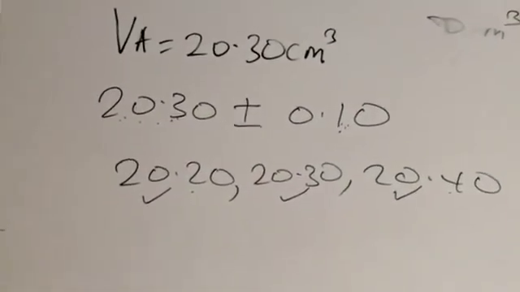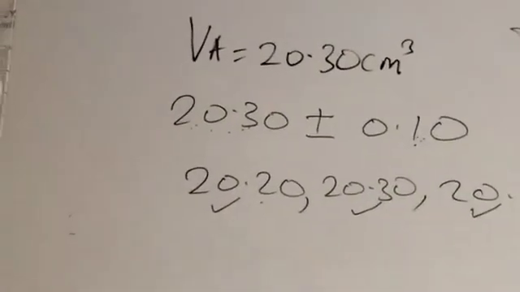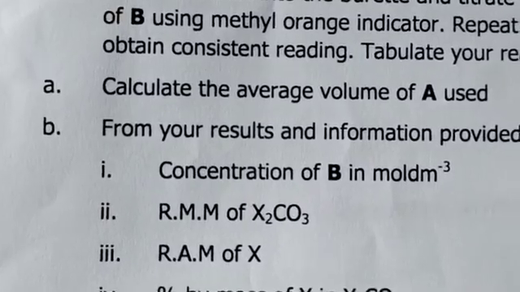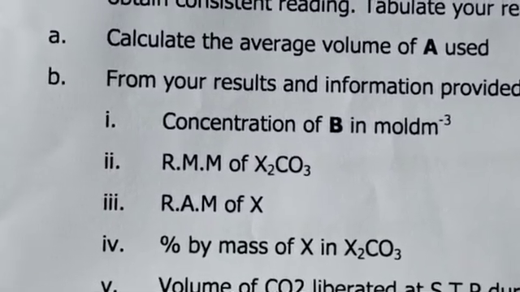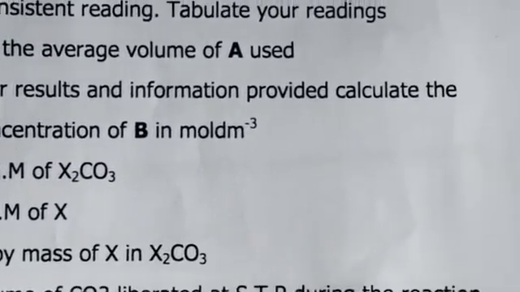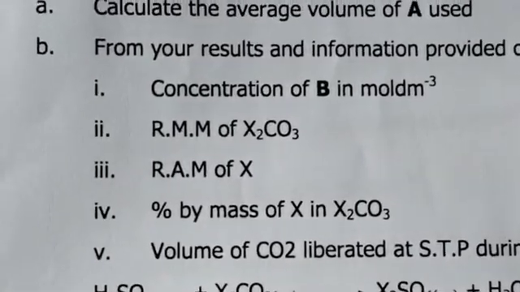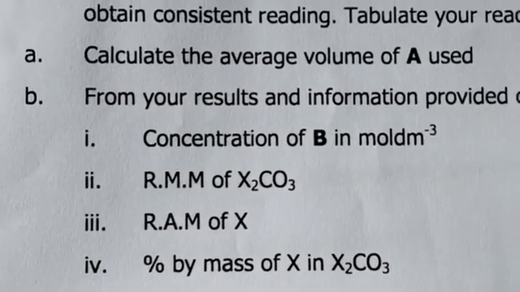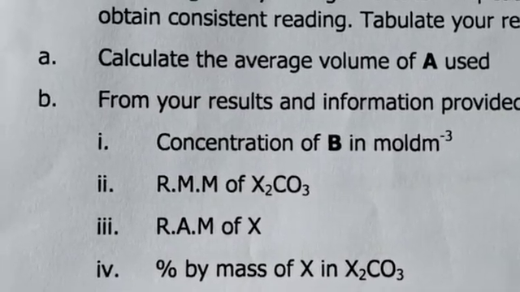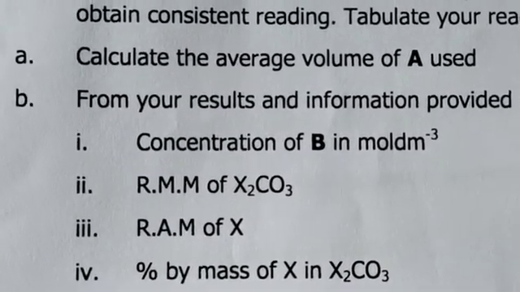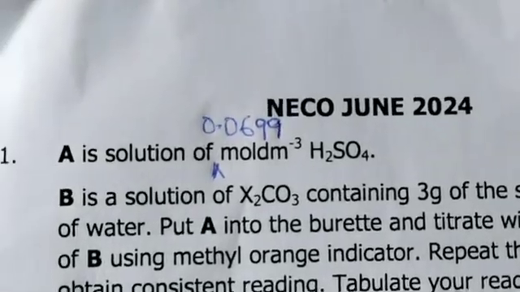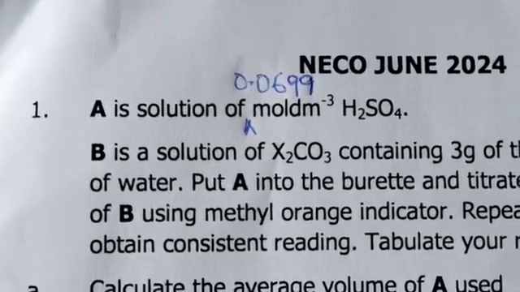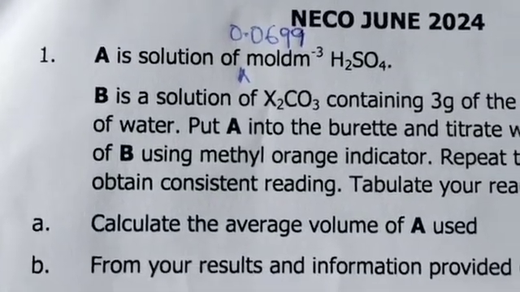So let's go to calculations right now. We have done the A part. Then the B part says, from your result and information provided, calculate the concentration of B in mole per dm cube. So what information do we need? From the equation, we're given the concentration of A as 0.0699. So let's go to the board.